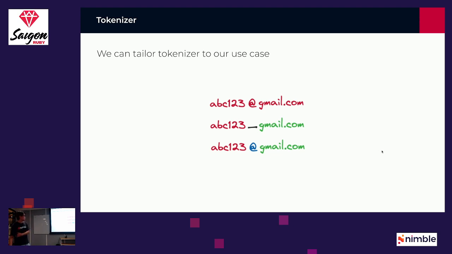So for example, we have an email here. You can say, hey, I want this whole email to be one term only. Or you can say, I want this part to be a term and this part to be a term, so 2 terms. Or you can say, I want all 3 of them to be terms. So for different use cases, you can tailor the tokenizer to the use case. For example, if you only want your user to be able to search for an email if they type in the completely full email, you can pick the first one. And if you want to support partial search, for example without the domain, you can pick the other one.